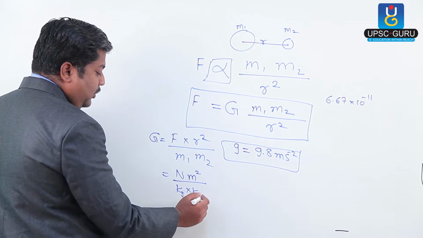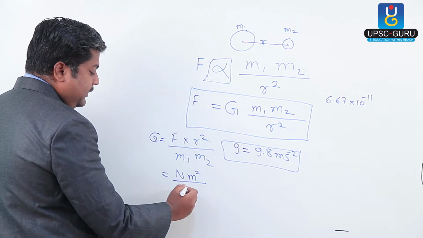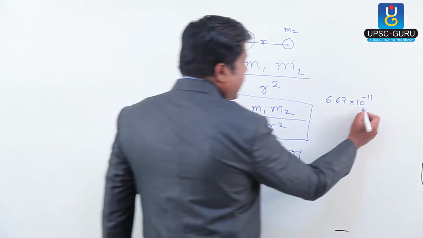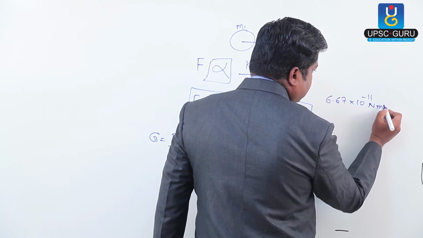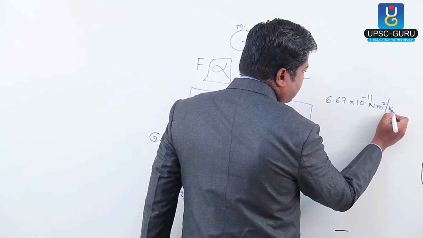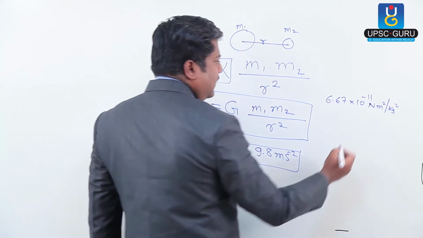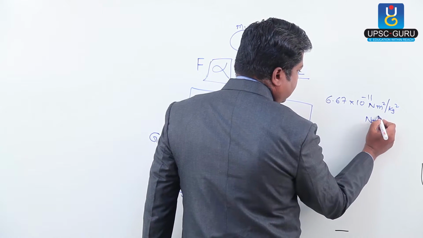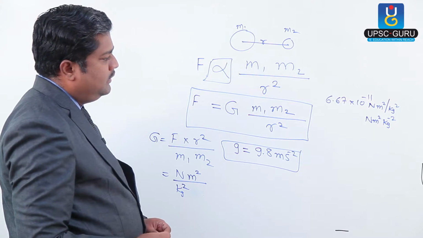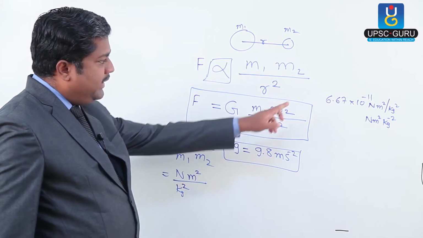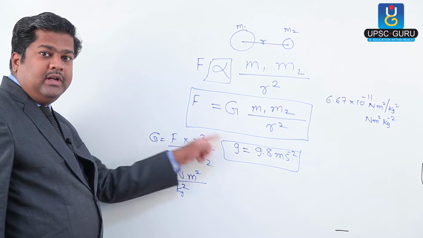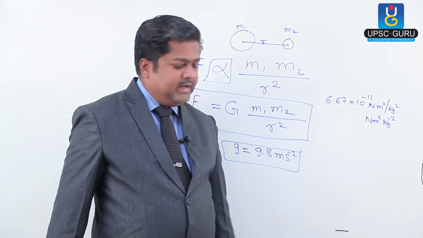So it should be kg square. So I can write this unit as Newton meter square per kg square, or Newton meter square kg raised to minus 2. Getting the idea? So this way we can calculate the unit. Suppose the unit is there, the constant is there, what is the value of its unit, that we can calculate this way.